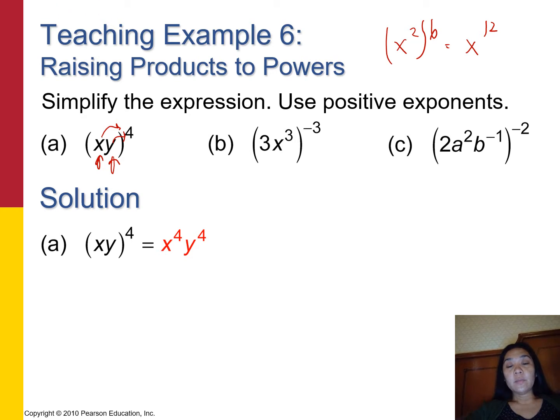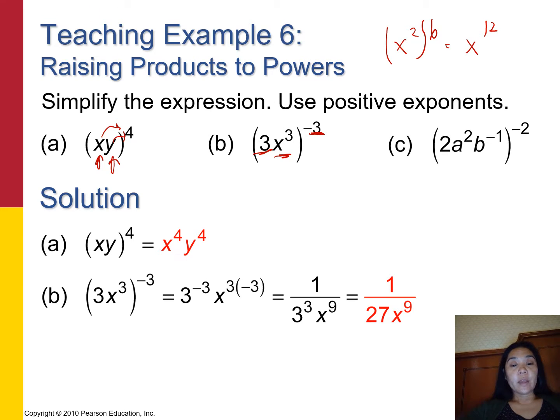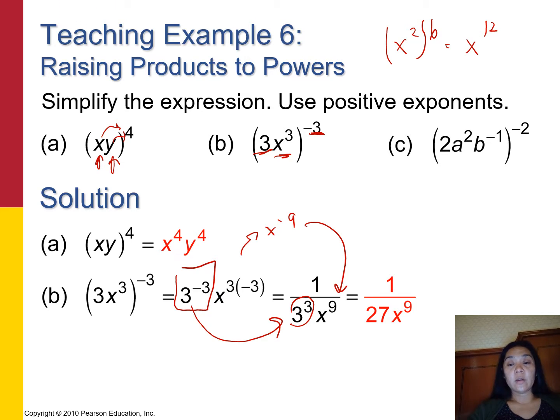You're going to take 3 to the minus 3 in part B, and x to the 3rd power to the negative 3rd power. So 3 to the negative 3 power, which is 1 over 3 squared, I mean 3 cubed, sorry. And x to the 3 times minus 3, which is really x to the minus 9. And again, we're getting rid of those negative exponents, so everything is on the bottom. So it's 1 over 27 x to the 9th power.